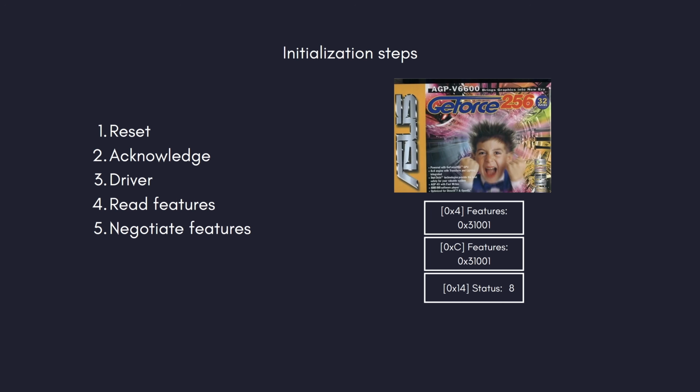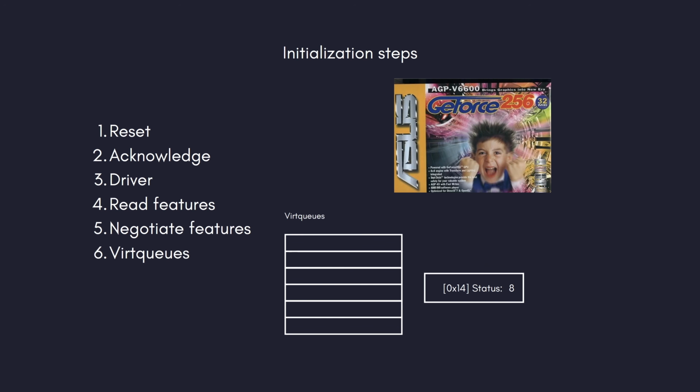So far, it's worked. After we've done that, we inform the GPU that we have finished the negotiation of the features by setting an 8 to the status bit. And then we're supposed to read the status bit back. If we read anything other than 8, that means that the GPU has actually rejected our negotiation, and we probably need to start again because we did something wrong. But if everything went well, the next step is to set up virtqueues.